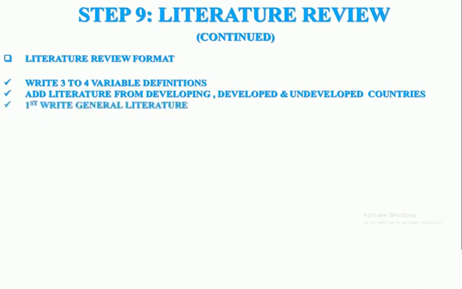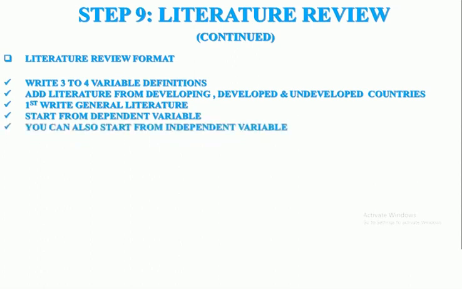So next is first write a journal literature. At least take 2 pages, enough for your journal literature review. Then start from your dependent variable, there is no issue. You can also start from your independent variable. Add in-text citations.